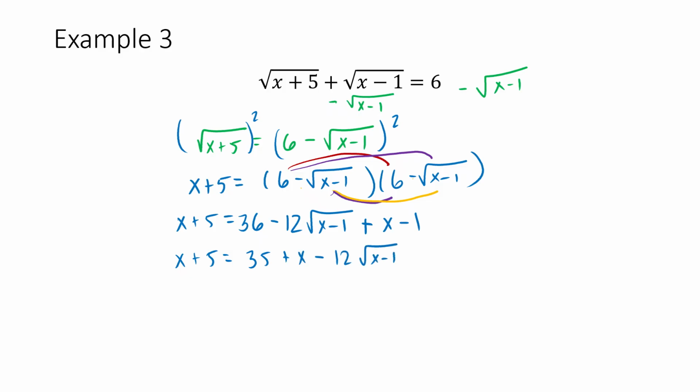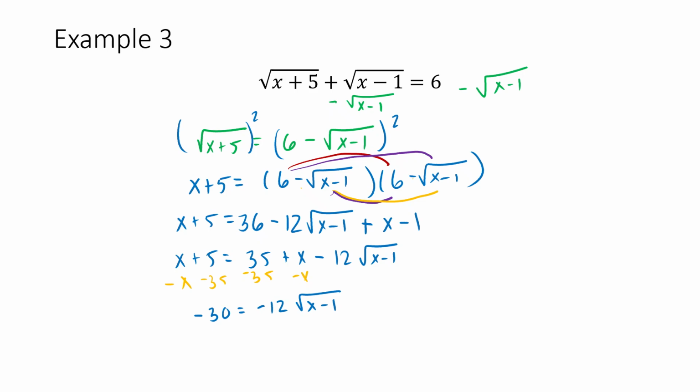And let's go ahead and subtract 35 from both sides. And we'll subtract the x. This is kind of good news for us here because x minus x is 0, leaving me with negative 30 is equal to negative 12 times the square root of x minus 1. So that comes out nice because now when I square the left-hand side, I no longer have an x over there. Now, what I don't like about this is the size of the numbers.